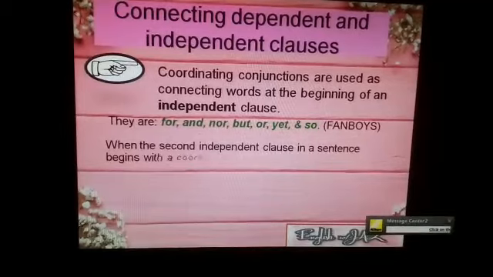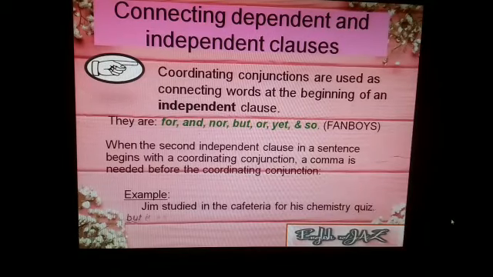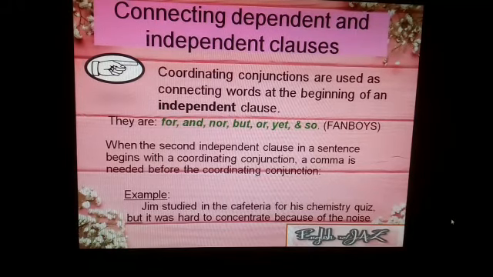When a second independent clause in a sentence begins with a coordinating conjunction, a comma is needed before the coordinating conjunction. For example, Jim studied in the cafeteria for his chemistry quiz, but it was hard to concentrate because of the noise. Our first independent clause is Jim studied in the cafeteria for his chemistry quiz. Our second independent clause is it was hard to concentrate because of the noise. So we connected the two independent clauses with the use of the conjunction but.